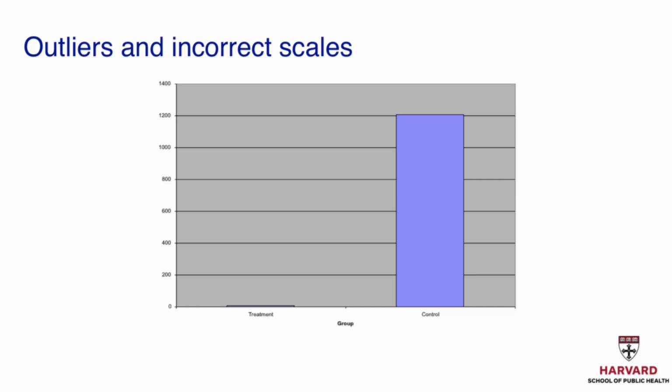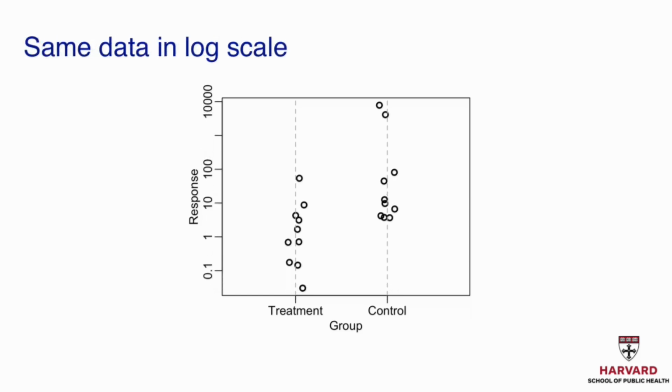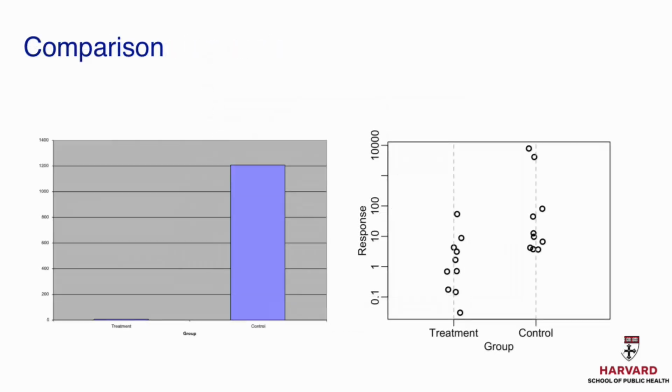So here's some data represented as bar plots. And it appears that the control group has much higher measurements than the treatment group. When we actually plot the data, we see that it's driven by these 2 points here. And if we change the scale of the plot to the log scale, we see what's actually going on. The treatment and control are in fact somewhat different, but that first plot was quite deceiving, as is shown in this comparison. A third, very awkward plot that is made by Excel is these bar plots to compare two numbers.